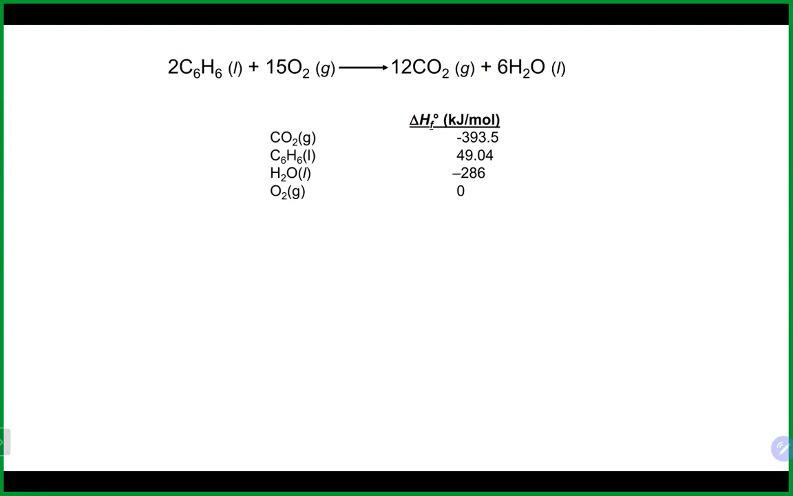Okay, let's take a look. So once again here, by the way, if you find these in a table, we'll do our delta H here. It's going to be, again, our products minus our reactants. And we do want to sum up all the products and reactants and take them together.